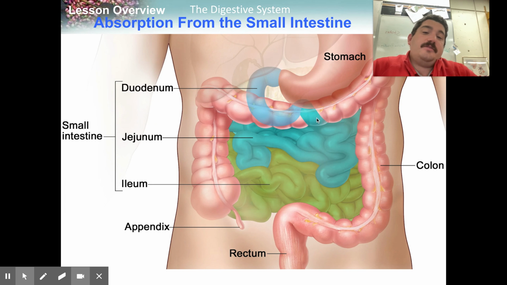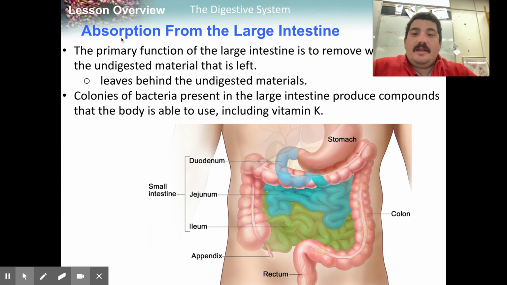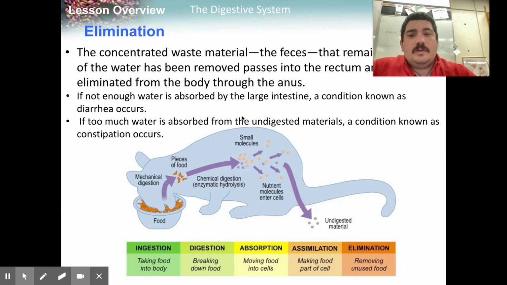Again, we can see we have different parts of the small intestine, three major parts: the duodenum, then the jejunum, and the ileum. Then we have our large intestine, or our colon, going to the rectum. We said mostly water gets absorbed from the large intestine. And then finally, elimination: concentrated waste material, or feces, moves into the rectum from our large intestine.